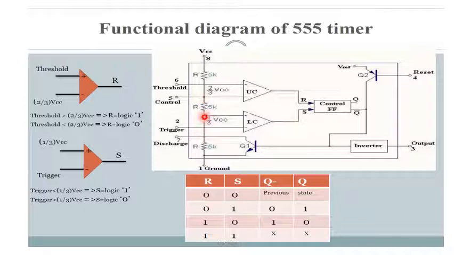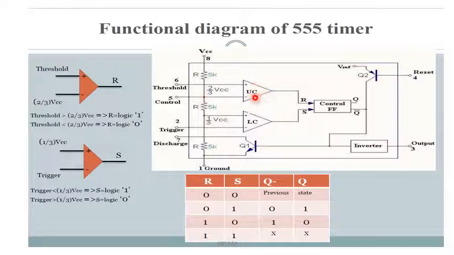Similarly, voltage at this point will be 1 by 3 VCC. That is obtained based on the resistances R and R, and we apply the voltage divider rule. We get the voltage as 2 by 3 VCC, then 1 by 3 VCC, and this is ground. Now this is a threshold.